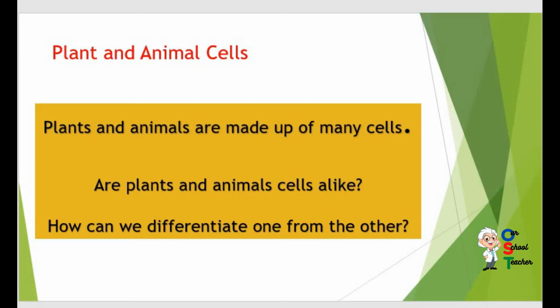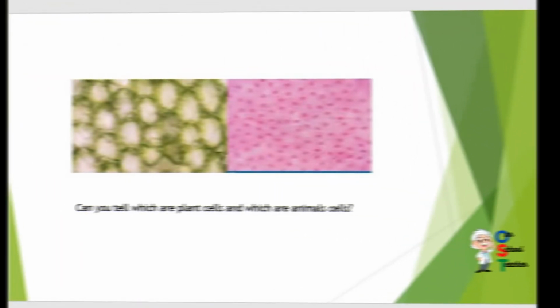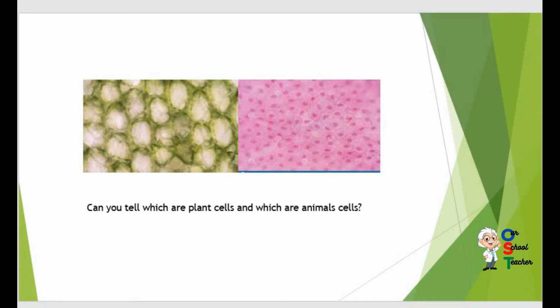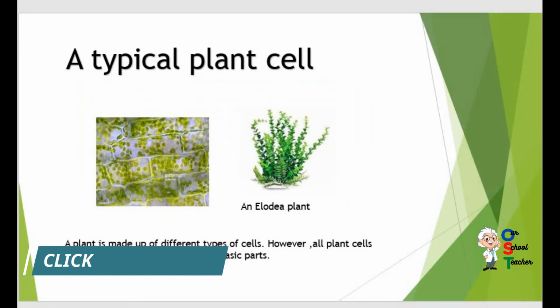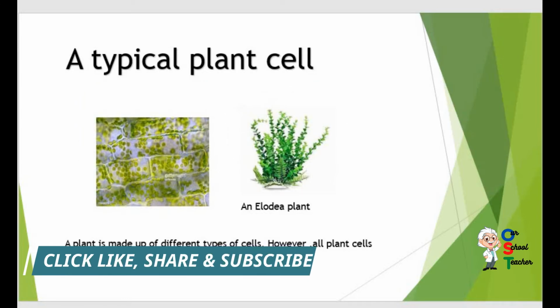In this video, look at these diagrams. Can you tell which is the plant cell and which is the animal cell? This one is the plant cell and this one is the animal cell. Now look at this picture. A typical plant cell, for example of an Elodea plant, when you see it under the microscope, you can observe this type of cell.